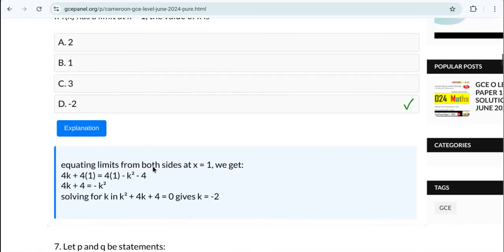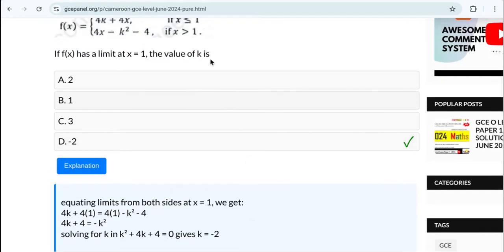Equating limits from both sides at x equals 1, for the upper part we have 4k plus 4 into 1. That is equal to the limit of the other part, 4 into 1 minus k squared minus 4. This will give us a quadratic, 4k plus 4 is equal to negative k squared. When we solve this, we have repeated roots, k equals negative 2 or k equals negative 2. So the value of k is just negative 2.